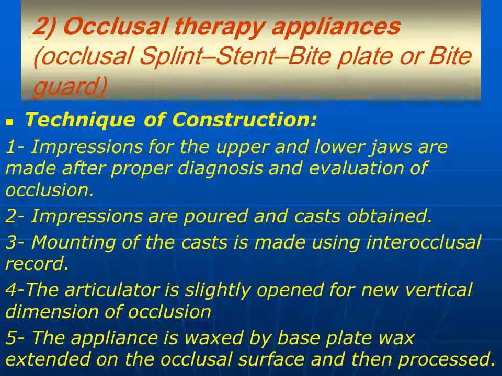Technique of construction. Impressions for the upper and lower jaws are made after proper diagnosis and evaluation of occlusion. Impressions are poured and casts obtained. Mounting of the casts is carried out using an interocclusal record. Then, the articulator is slightly opened for the new vertical dimension of occlusion in order to give a space for constructing this stent. The appliance is then waxed with base plate wax and extended onto the occlusal surface.